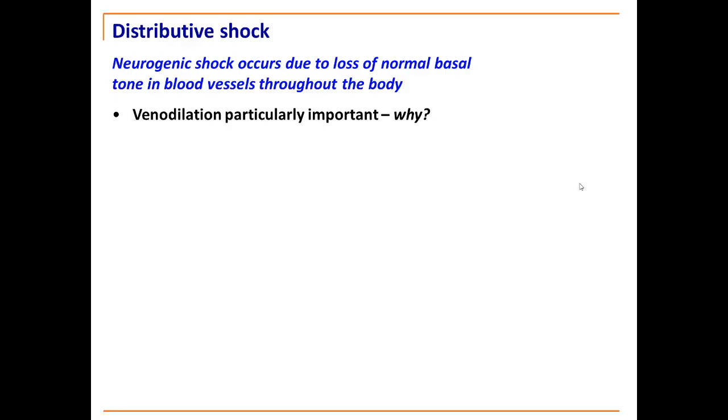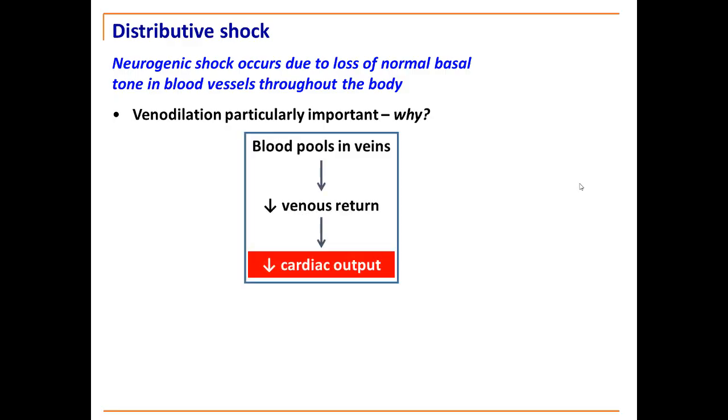Why do you think that is? Well, it's important because it leads to large volumes of blood pooling in the venous system. And remember, the venous system already has 2/3 of the total blood volume. So as the blood pools in the veins, you get a decrease in venous return, therefore leading to a decrease in cardiac output.